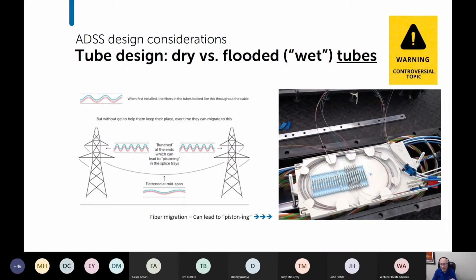The fibers are a mess now. Look how much they have pushed out of this cable. And this is often called pistoning.